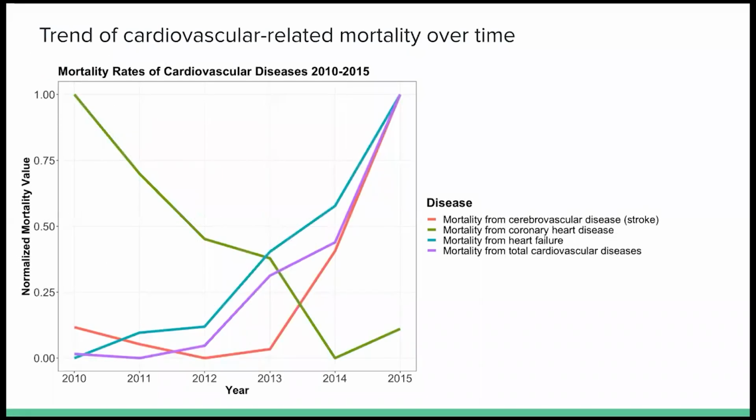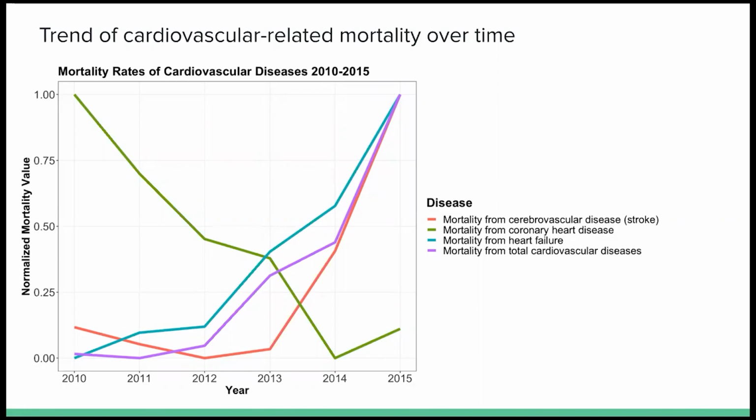This time series plot shows the trend of cardiovascular related mortality in the United States from 2010 to 2015. The mortality rates have been normalized, which adjusts the values to a common scale from 0 to 1, and this just helps the viewer more clearly compare trends and identify patterns between the different diseases.